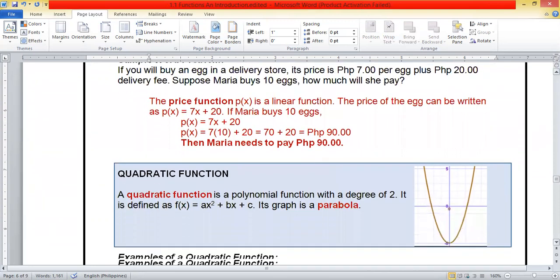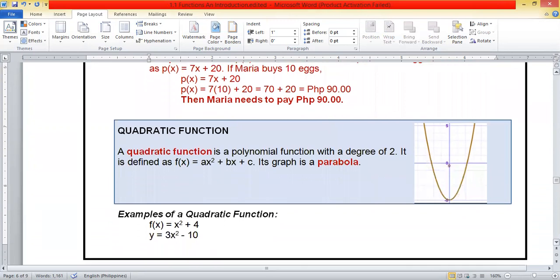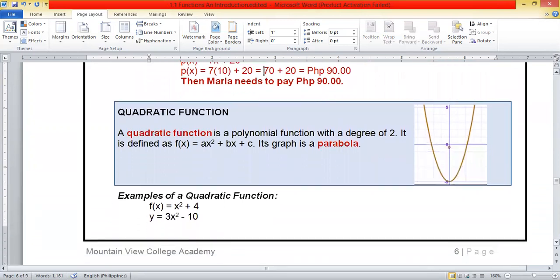Next, the next type of function is a quadratic function. A quadratic function is a polynomial function with a degree of 2. It is defined as f of x equals ax squared plus bx plus c. Its graph is a parabola. If you remember your grade 9 lesson, the parabola could open upward or the parabola could open downwards.